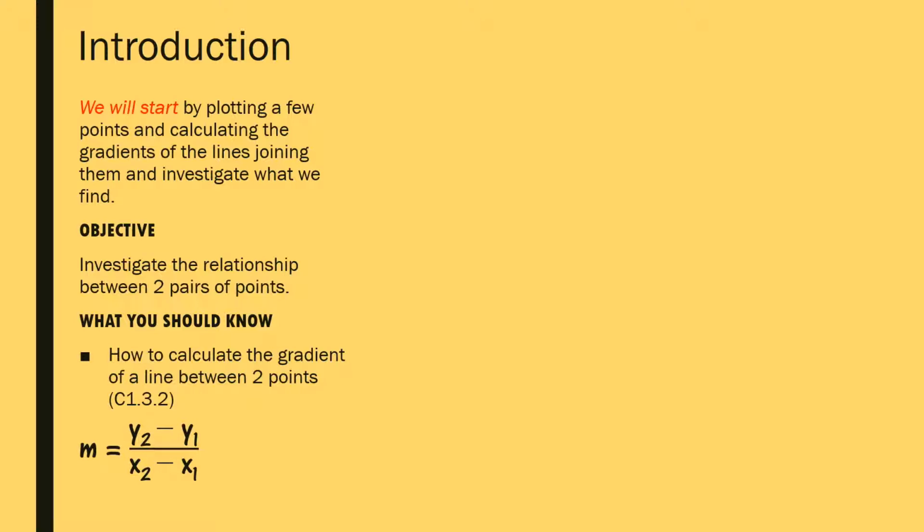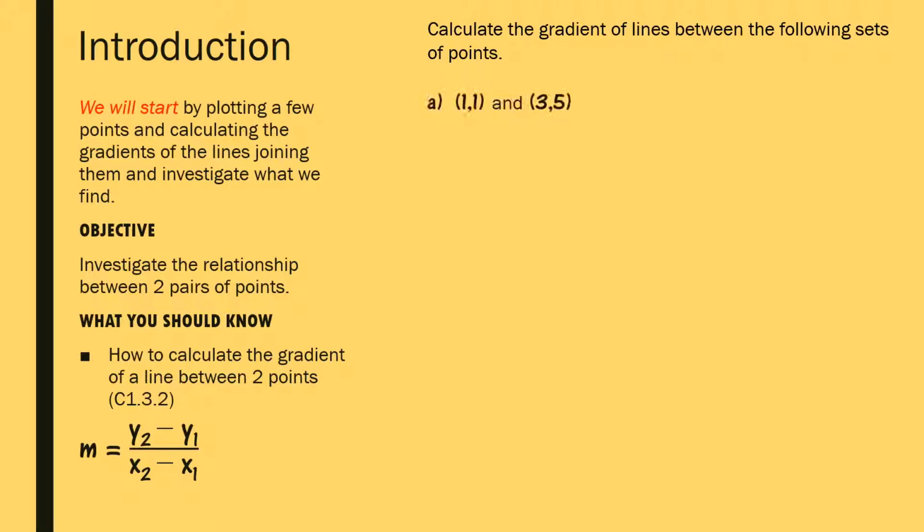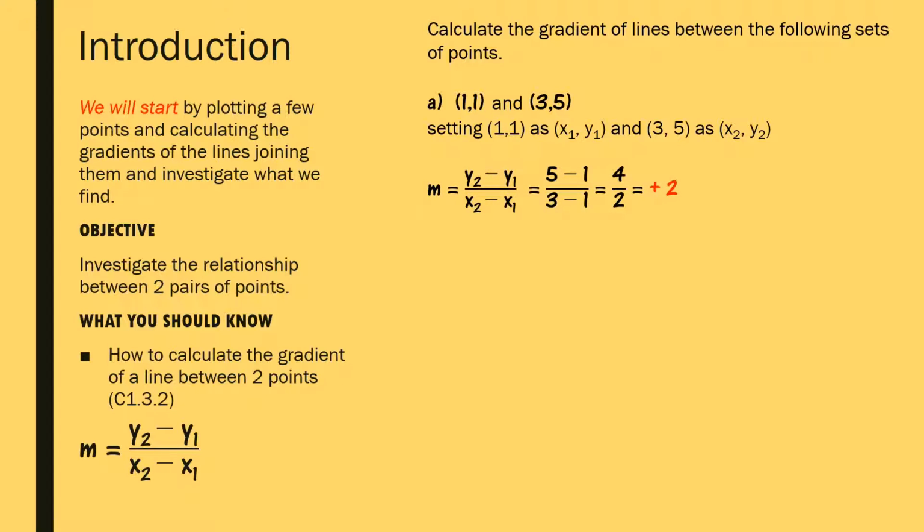As a general reminder, the equation for calculating the gradient of the line is m equals y2 minus y1 over x2 minus x1. Okay, so we're going to calculate the gradients of lines between the following sets of points. First two that we're going to do is (1, 1) and (3, 5). We're going to set (1, 1) as the x1, y1 and (3, 5) as the x2, y2. If we plug those into our formula, y2 minus y1 becomes 5 minus 1, which is 4. And then 3 minus 1 is our x2 minus x1, and that gives us 2. And 4 divided by 2 gives us plus 2.